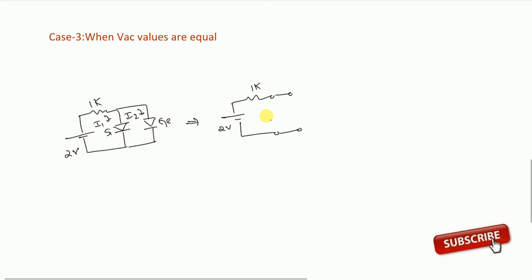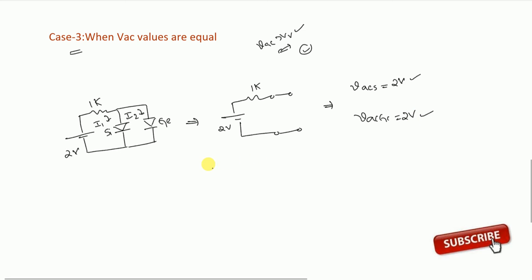Next, what is the next step? I should find VAC across diode 1 and VAC across diode 2. So VAC across silicon is 2 volt. VAC across germanium is also 2 volt. See guys, in case 1, there is only one diode. If VAC is greater than V threshold, we turn on that diode, that is okay. In case 2, there are 2-3 diodes, and the diode which has more VAC, we turn on first. But in this case 3, silicon diode has the same VAC and germanium diode also has the same VAC. So what should we do?